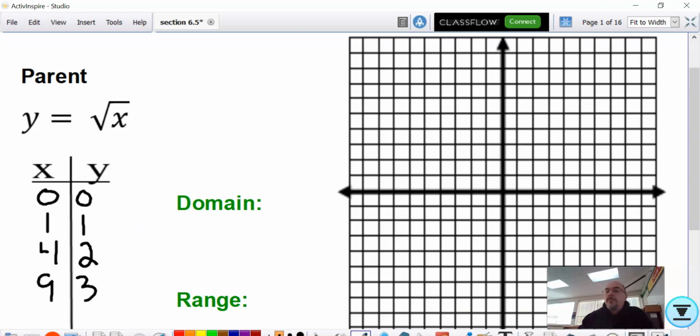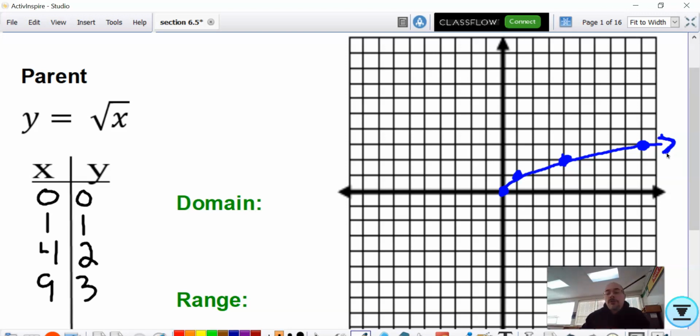Let's go ahead and plot this, folks. So 0, 0, 1, 1, over 4, up 2, and then over 9, up 3. Voila. I'm going to connect those, and I'm going to put an arrow only on that end because 0, 0 is an endpoint, folks.